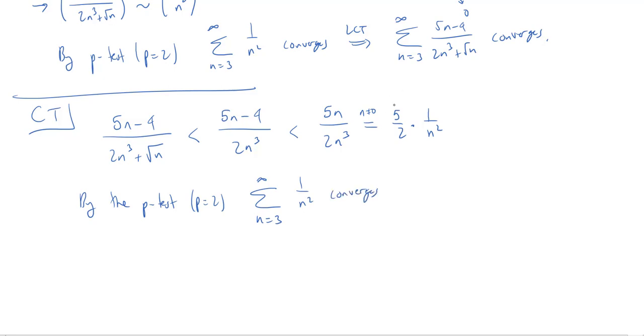Of course, multiplying by 5 halves doesn't change that. So I can put a 5 halves in here and just change what it converges to by a factor of 5 halves. Okay, but again, we already know that this underlying sequence is eventually positive, and so we can apply the comparison test. Since this underlying sequence is less than this underlying sequence, we know by the comparison test that the series for 5n minus 4 over 2n cubed plus the square root of n also converges.